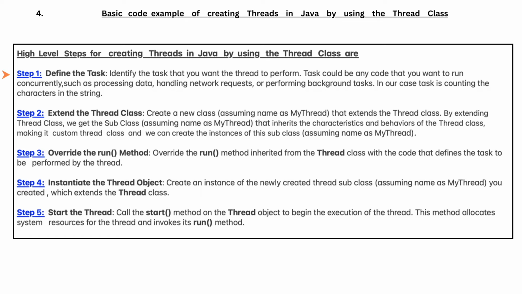Define the task. Identify the task that you want the thread to perform. Task could be any code that you want to run concurrently, such as processing data, handling network requests, or performing a background task. In our case, the task is counting the characters in the string.